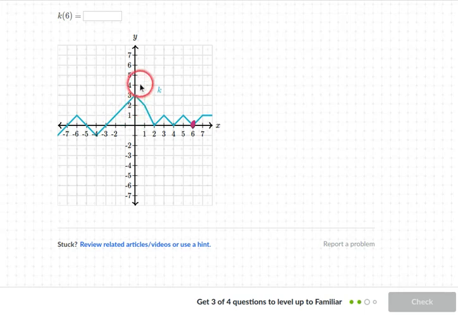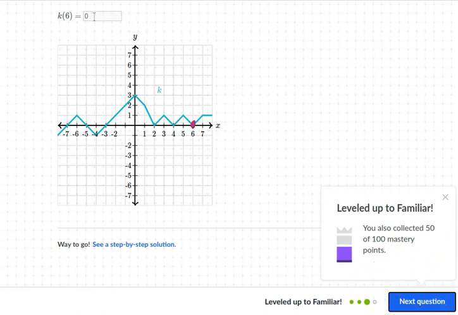Y is 0. Most of the lines would be crossing 3 or something like that, but it's not crossing anywhere. It's not going anywhere. It's just stuck right there at 6. So I can say here that f of 6, or k of 6, x is 6, y is 0. Let's do one more.